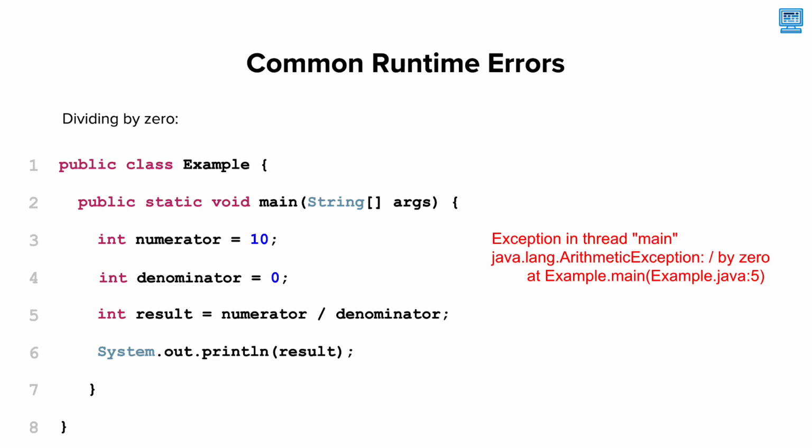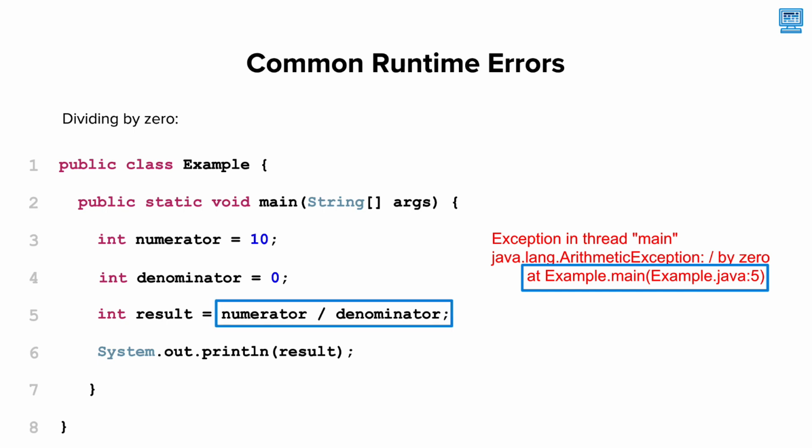This error message gives us important information about where the error is happening and what type of error it is. Let's take a closer look. It's telling us that we have an arithmetic exception, and specifically, it's caused by attempting to divide by 0. It then goes on to tell us that it is happening inside of the main method of the example file on line 5. And if we go over to our line 5, we see that that is where we're trying to do this division operation.